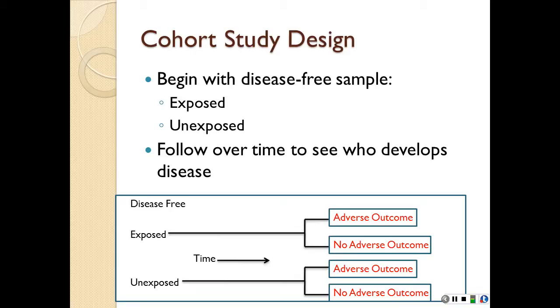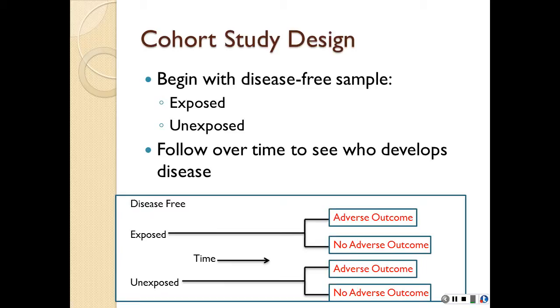Because cohort studies start with a disease-free population, nobody had the disease of interest. Because of that, and because we follow them through time to see who develops the disease, we can establish the temporal relationship between the exposure and the outcome. We know definitely that the exposure occurred before the outcome in a cohort design, right? We could not say that about the case control. But in the cohort design, we start with exposed and unexposed groups and no one's sick, so we know that that exposure occurred before the outcome of interest.